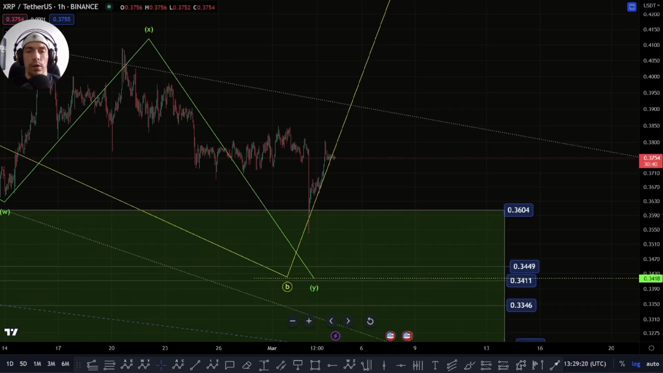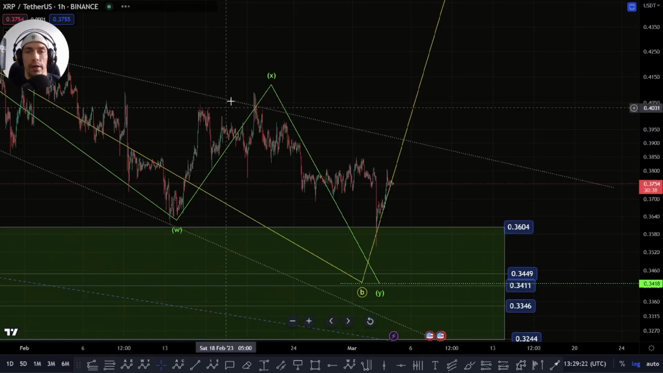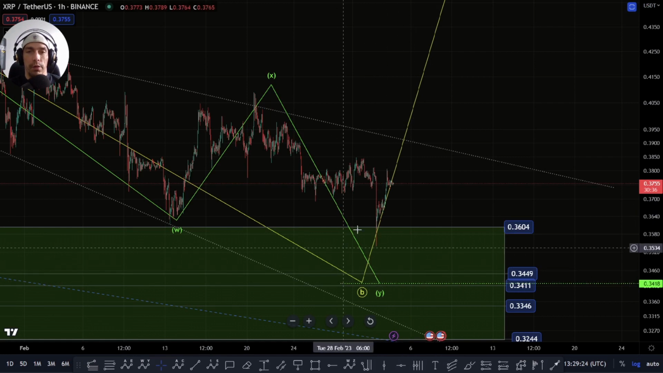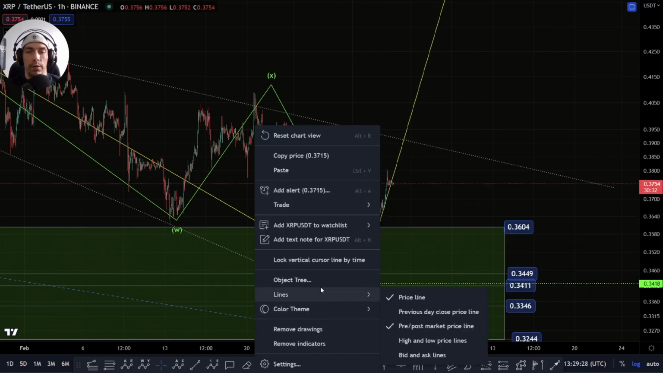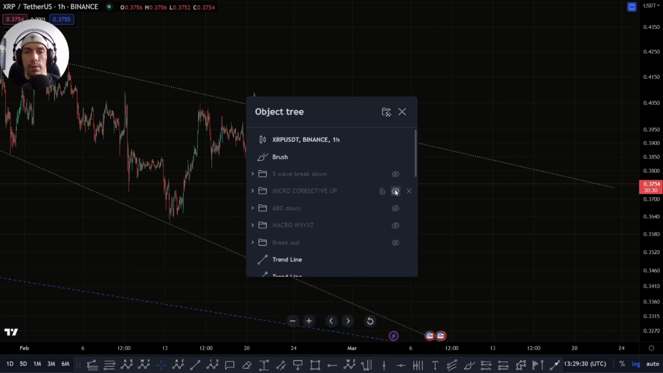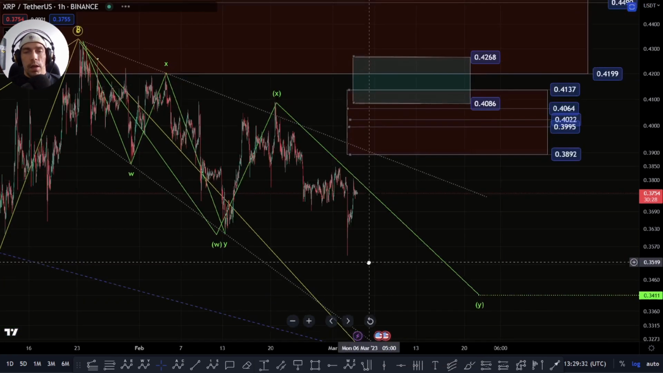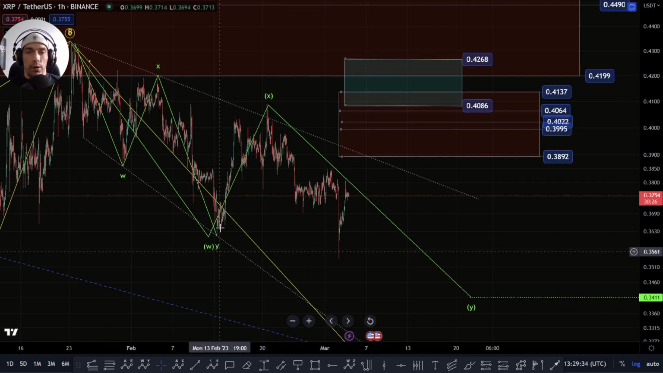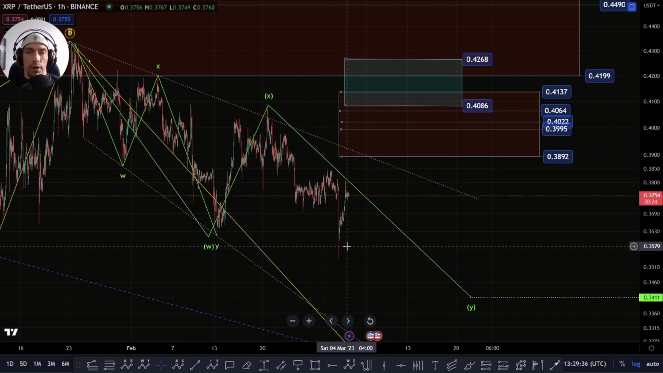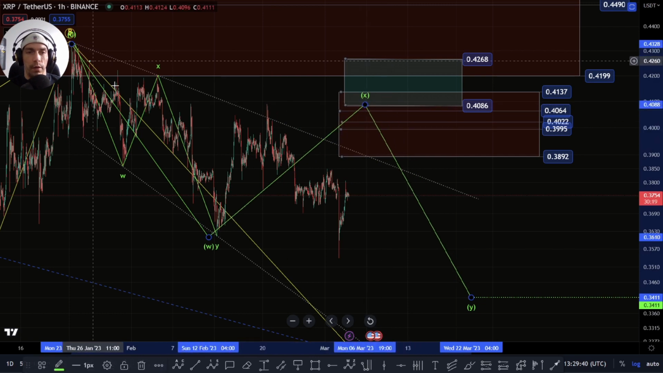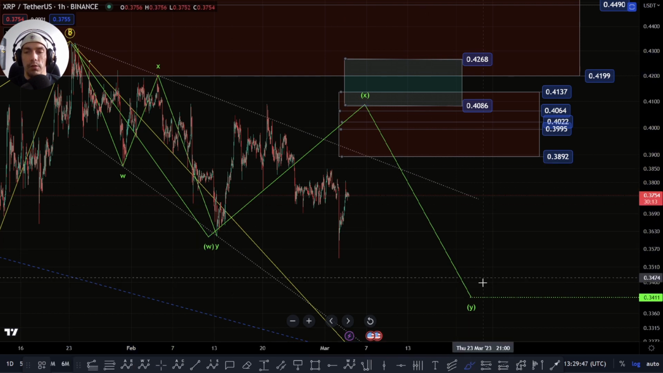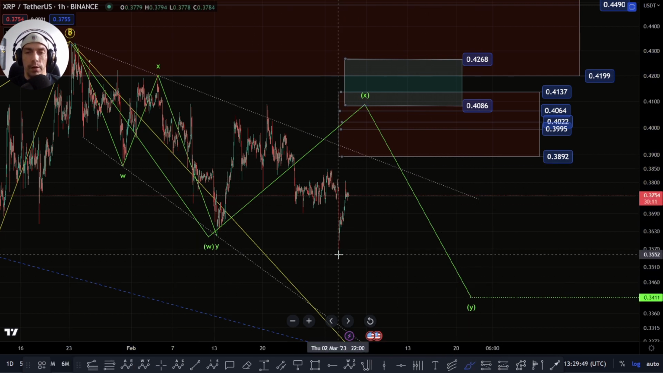Okay, so that's looking at this move potentially as looking forward, continuing within this Y wave. Alternatively, the way that I am also looking at it, if I just throw this object tree back on, is there is also the potential, because of the way this has moved down here, we could actually still be within this X wave, and this could all be a W wave. We could be looking to form a flat for an X wave here, and then potentially from there drop for this Y wave. So we need to keep an eye out on this.